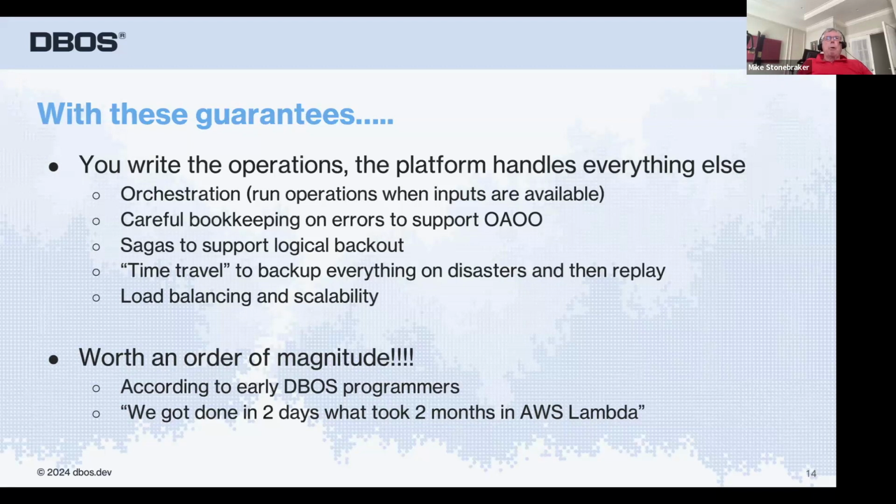So you write the forward operations, and you give us a little bit of extra information, which is you define what undo means, i.e. you are willing to deal with sagas, and you put all your state in the database, then you just write the forward operations and we handle everything else.